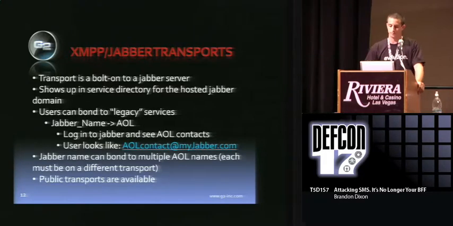Now we move into the XMPP and Jabber transports, which brings the XMPP and the legacy services together. A transport in itself is a bolt-on service for a Jabber server. There's transports for Yahoo, MSN, AOL, all different types. It shows up in the service directory for the hosted Jabber domain. Users can bond these, quote-unquote, legacy services with their Jabber name to an AOL name. They log in with their Jabber account and can see all their AOL contacts. To give an example, the user looks like AOL contact at myjabber.com, where myjabber.com is the actual XMPP server, and the AOL contact is somebody you would be sending a message to on your contact list. The Jabber name can bond to multiple AOL names, each in a different transport, and there are plenty of public transports available.